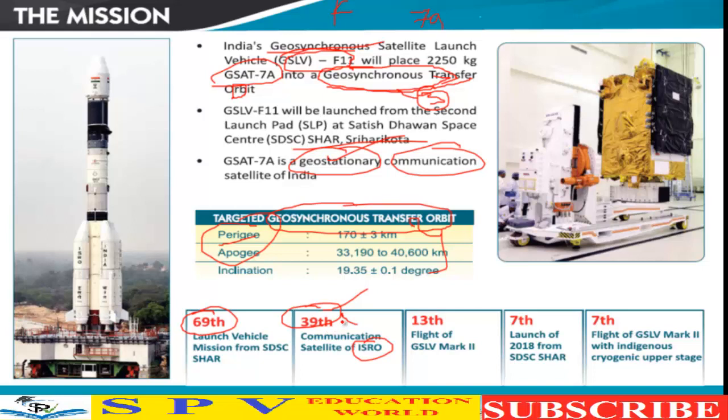Okay friends, this is the GSLV Mark II's 13th flight, carrying GSAT-7A. Also one more thing, friends: it is the 7th launch of SHAR in the same year, 2018, and the 7th successful launch of GSLV with the indigenous cryogenic upper stage. Now here we already have 3 questions risen in your mind, and the 4th question is the cryogenic upper stage. What is the cryogenic upper stage? This also will be solved.